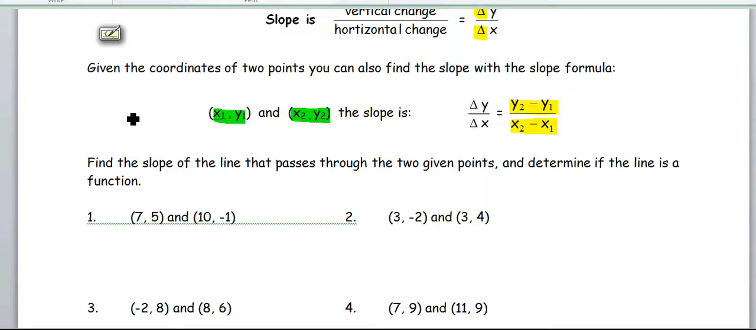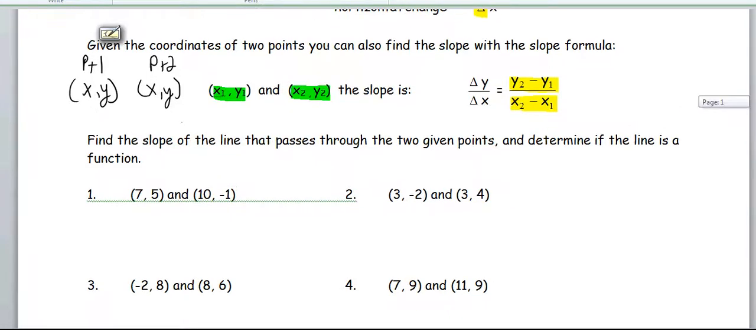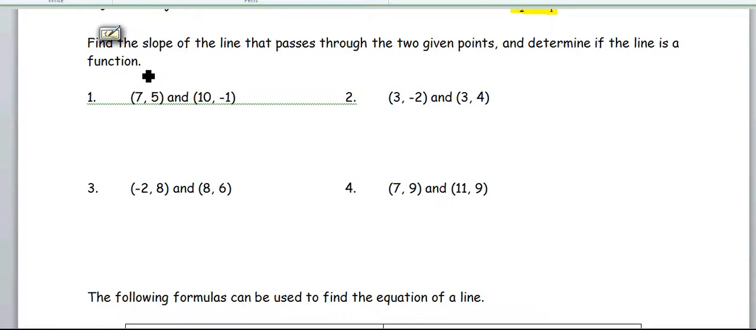Another way that I like to do this is if I have point x, y here, I can label this as point 1, and then I have x, y here, and I can label it as point 2. The 1's refer to the first point, and the 2's refer to the second point. So let me show you how this works. I'm going to work on number 1 here, and I'm going to call this point 1, and this is point 2.